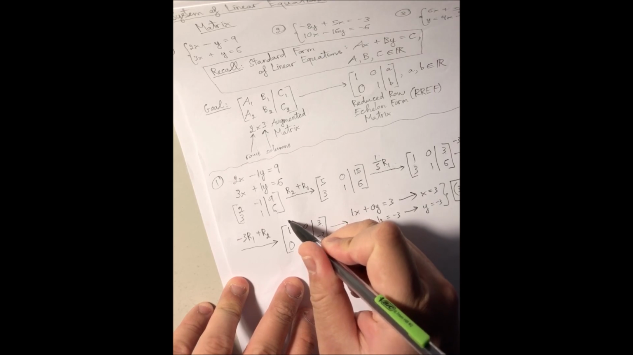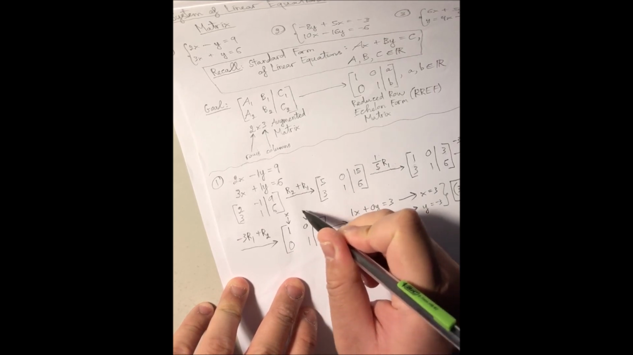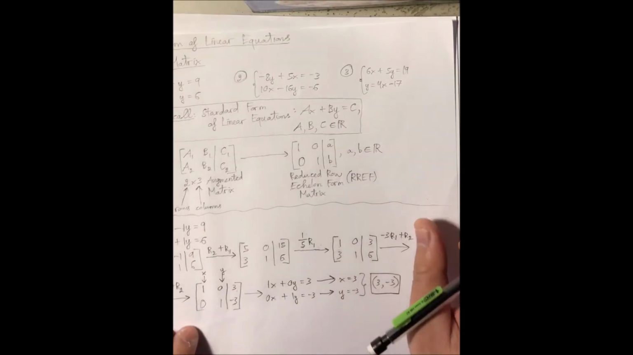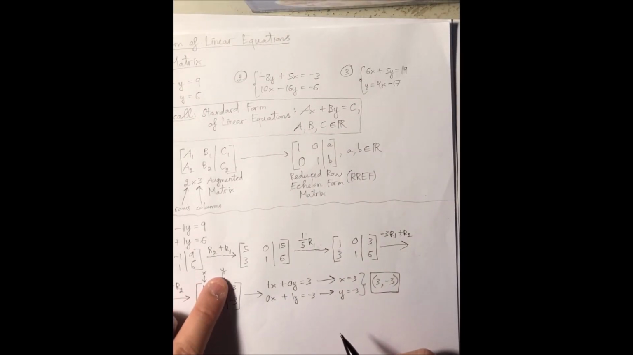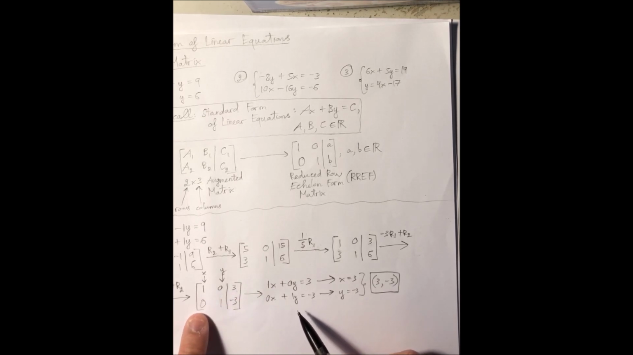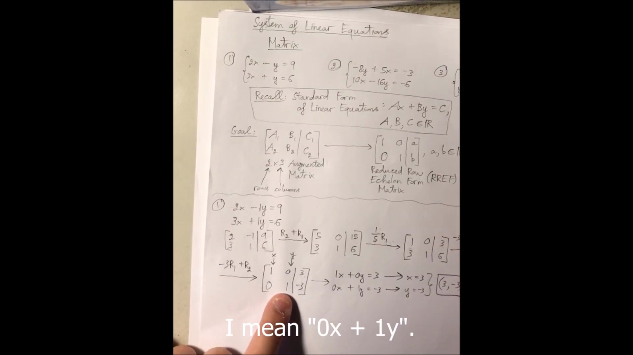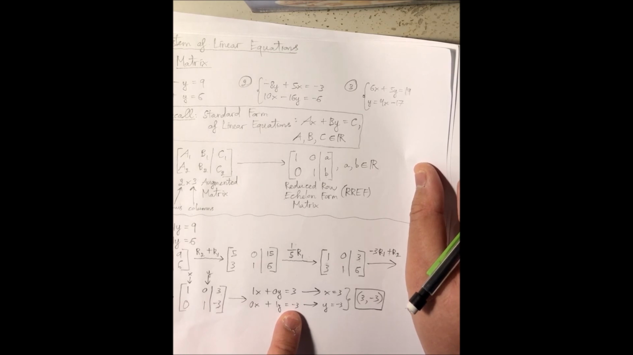Just know that this column here is the column x. This column here is the column y. So you got 1 times x plus 0 times y, which is right there. And of course, this is just the right-hand side of the equal sign. So that's why down here, you have 0 times x plus 1 times y. And then you got that.